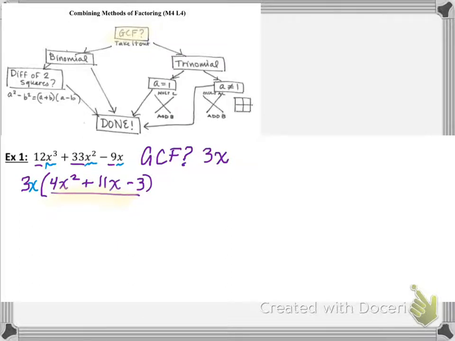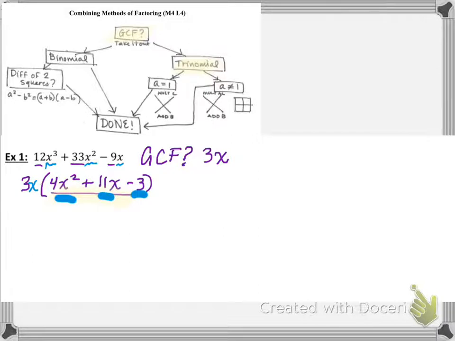And if you look at the next part of the flow chart, we can either go left to binomial or right to trinomial. And looking at what we have, we have a trinomial because we have 3 terms, right? The 3 terms being the 4x squared, the 11x, and the negative 3. So that means we want to go to the right on the flow chart and consider the 2 different methods when we have a trinomial. And we either have a is equal to 1 or a is not equal to 1.